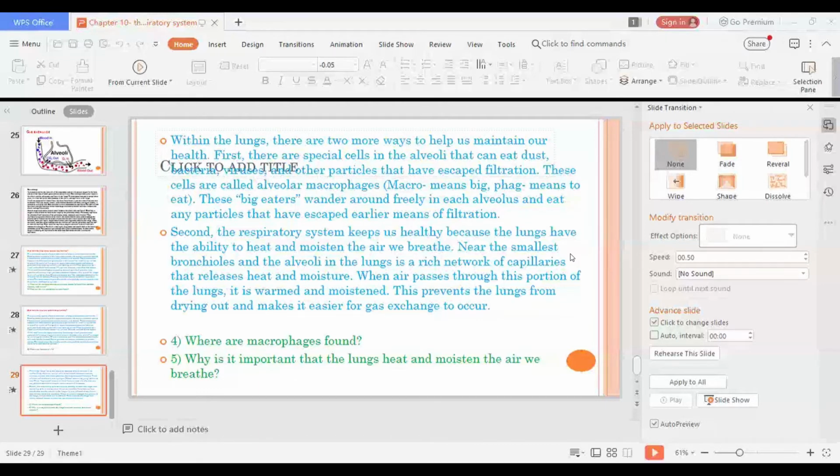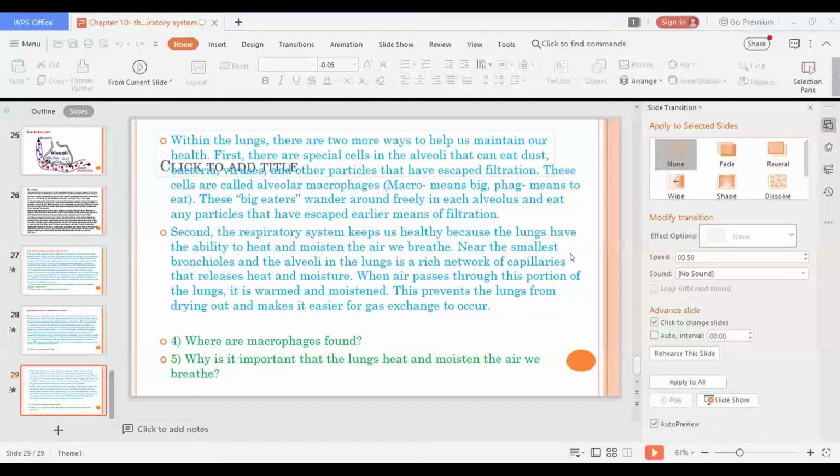Next student, Lê Thị Quỳnh Anh. Quỳnh Anh, yes, please. Okay, so question number 5. Why is it important that the lungs heat and moisten the air that we breathe? To prevent the lungs from drying out and make it easier for gas exchange to occur. Very good. But where can you find the answers? Can you show your friends?